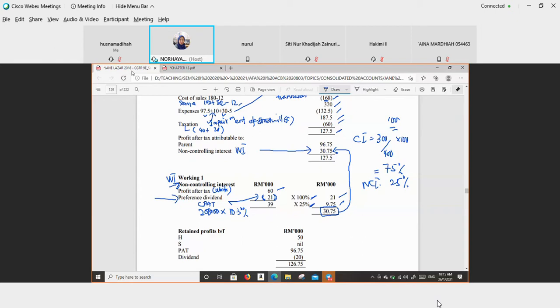The implication depends on whether it is cumulative or non-cumulative. Why do we have to determine whether the preference share is cumulative or non-cumulative? Cumulative preference share means the dividend can be carried forward and accumulated to next year. Even if you pay only half, you must provide the full amount. Understand? That's how it is.